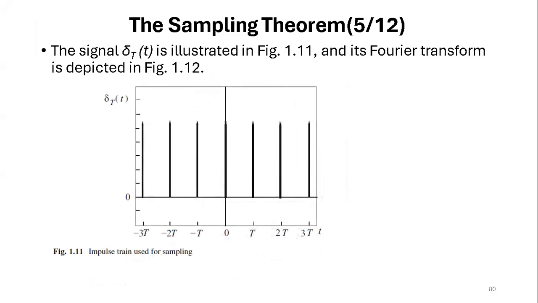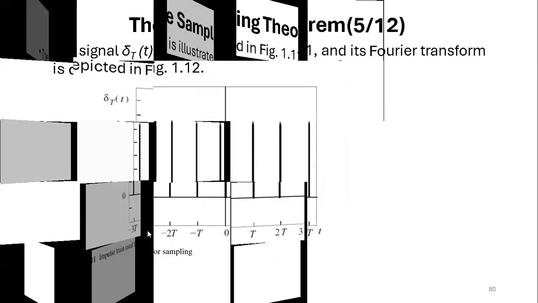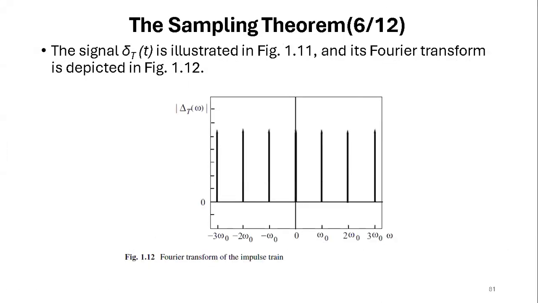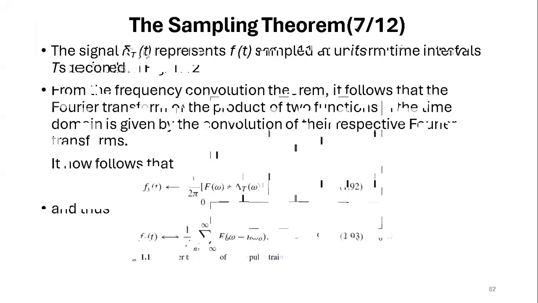This signal, the impulse train in the time domain, is figure 1.9, and this is three times this figure. So this is figure 1.9 plus 1.10: one is for sampling and this is for the Fourier transform of the impulse train.